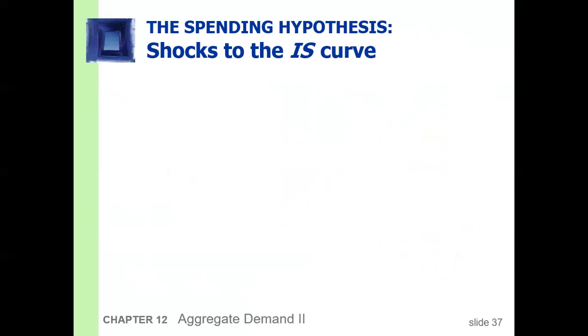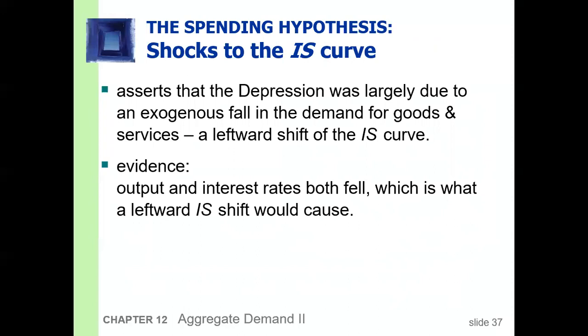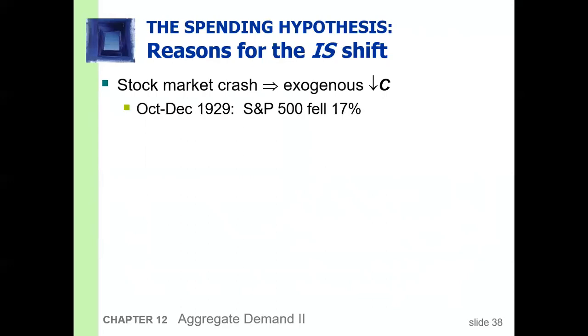The spending hypothesis, or the shocks to the IS curve. This asserts that the depression was largely due to an exogenous fall in the demand for goods and services, which means a leftward shift of the IS curve. The evidence for that: output and interest rates both fell, which is what a leftward IS shift would cause, as we saw. Reasons for the IS shift: maybe the stock market crash, which decreased consumption.